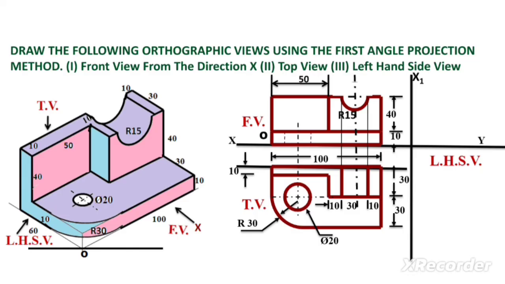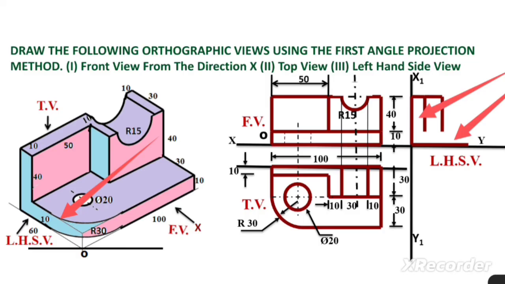Now we are going to draw the left hand side view, the x1 y1 line. We have drawn this line in the top view. In the left hand side view we can see here this line. We have drawn here this line having length 60 mm. This vertical line having length 50 mm. Now we have drawn these two lines.